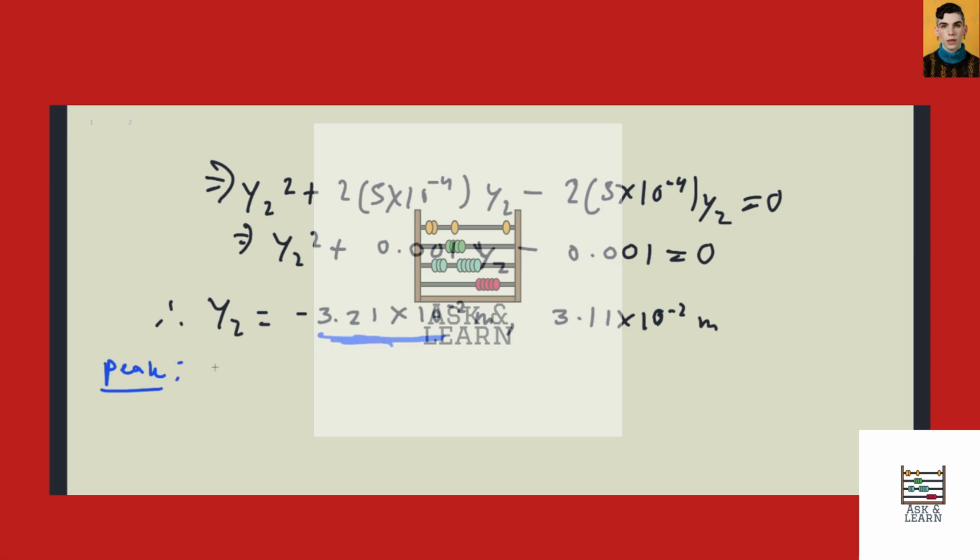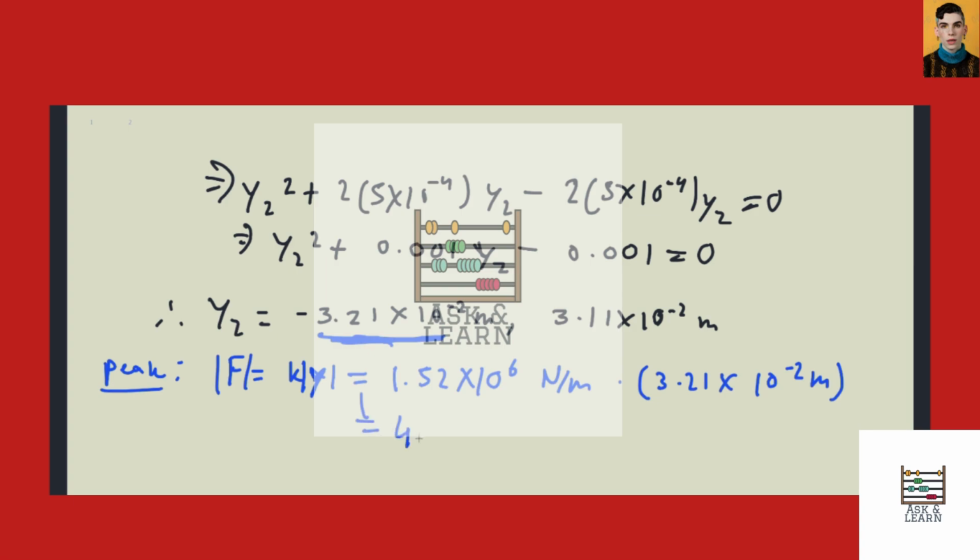And so for the peak reading of the scale, we have F equals kx, or ky, but the magnitude of y. So that would be k times this value. So k is 1.52 times 10 to the 6 newtons per meter times 3.21, just the magnitude of it, times 10 to the negative 2 meters. And this gives us about 4.9 times 10 to the 4 newtons, or 49,000 newtons. And that's it.